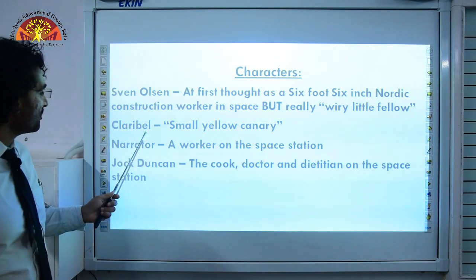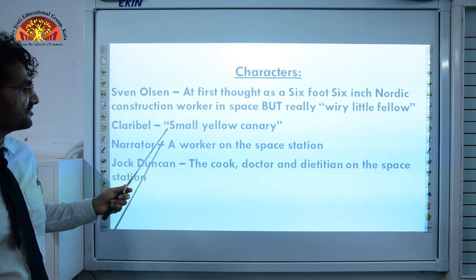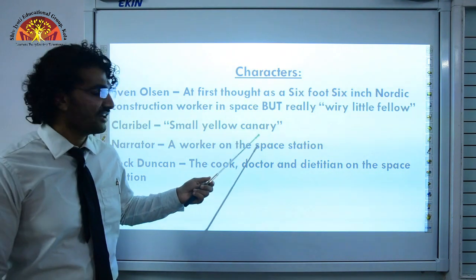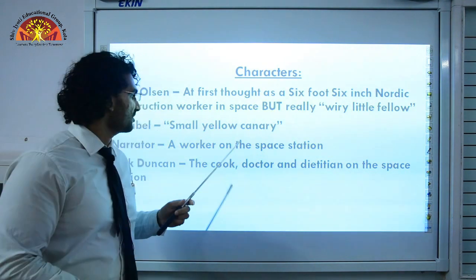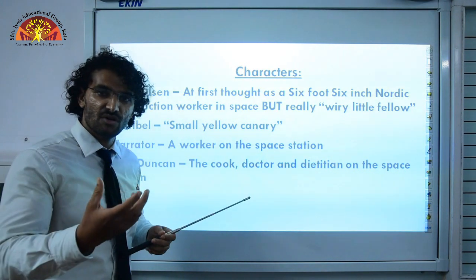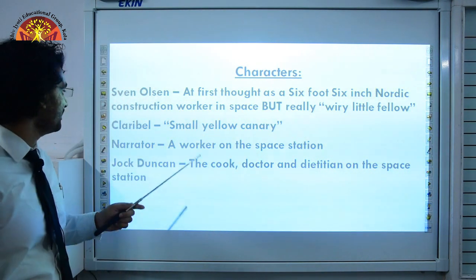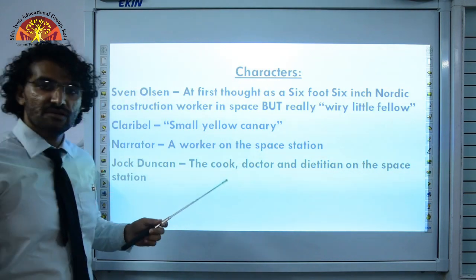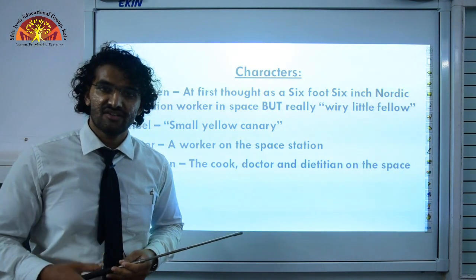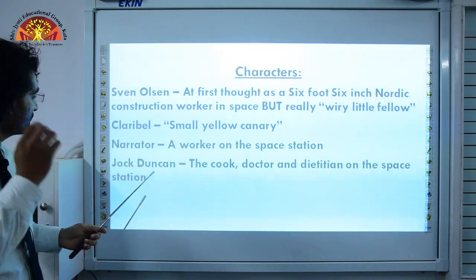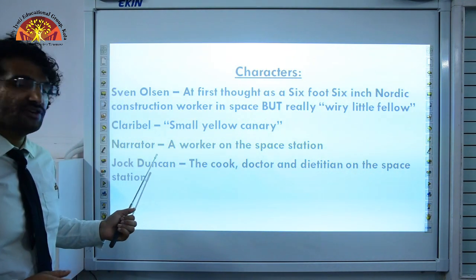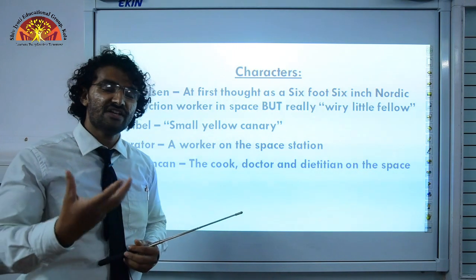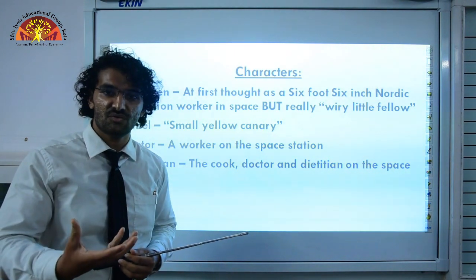Another important character in the story, Claribel, a small yellow canary. A canary is a bird, a small yellow bird, and the name of the bird is Claribel. She is also a very important character in this story that we are about to begin. Narrator, a worker on the space station. The narrator is the person who is going to tell this story to us, the storyteller.